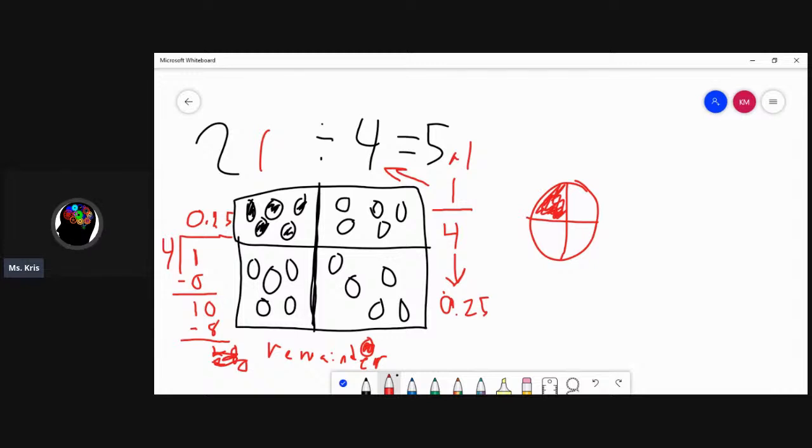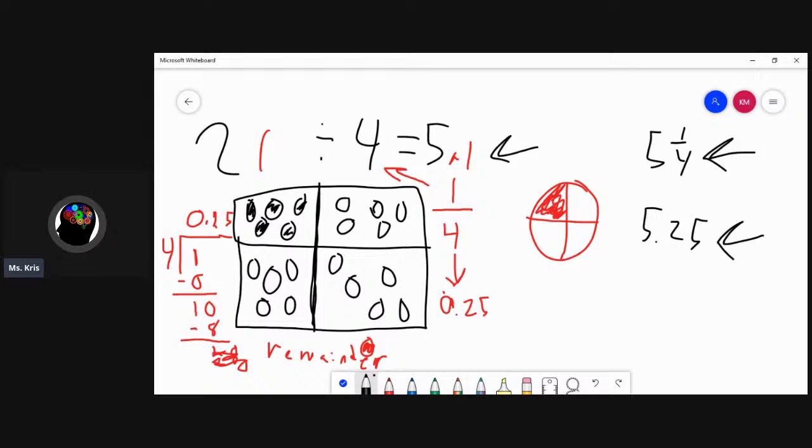So with the 0.25, you now can have an answer of, instead of the 5 and remainder 1, 5 and 1/4. You also can have 5.25. Now, depending on the question, it may ask you either for the remainder, fraction, or mixed number, or decimal. Either way, pay attention to what is being requested of you.